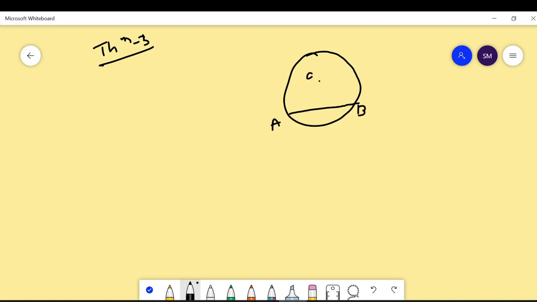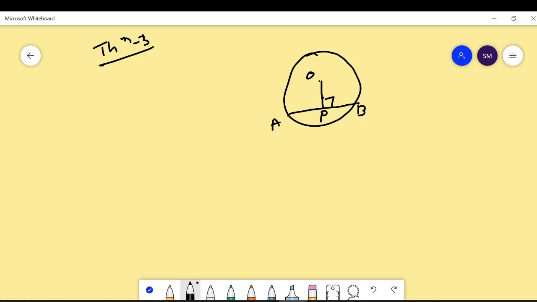This O is the center. Then the perpendicular from the center of the circle to the chord. This is the perpendicular. Suppose this intersects the chord AB at P. Then here we have to prove that this bisects the chord AB, meaning AP is equal to BP.